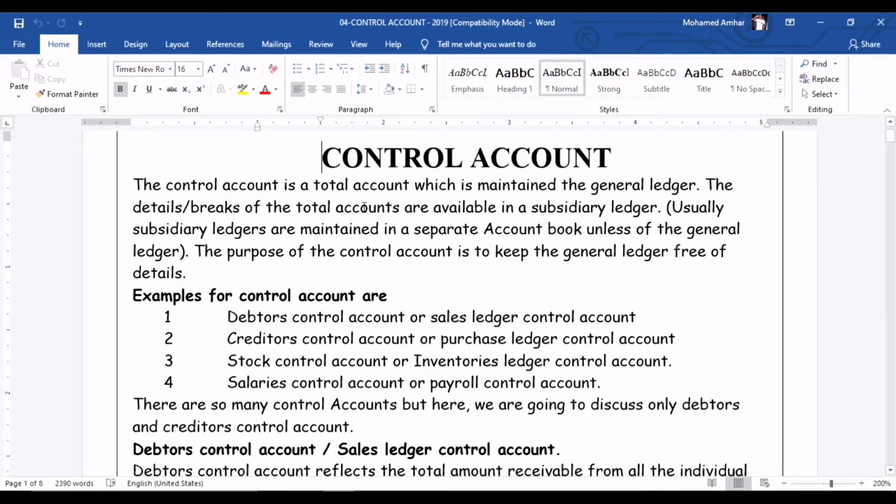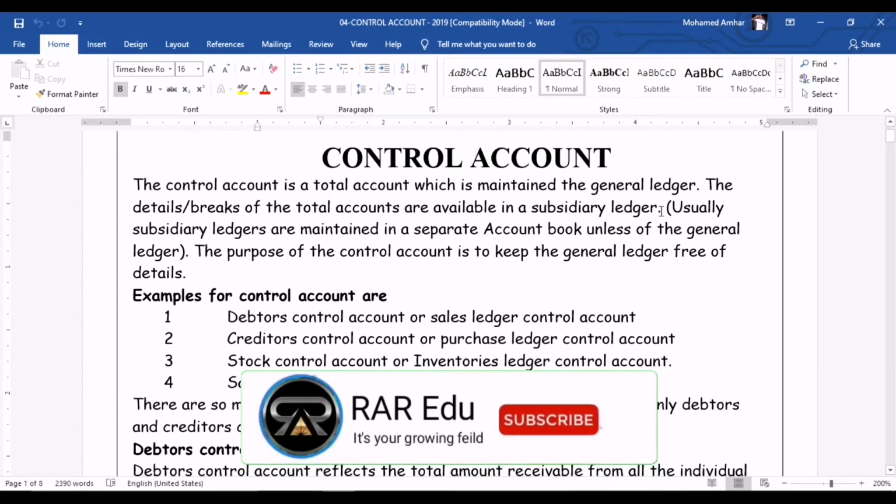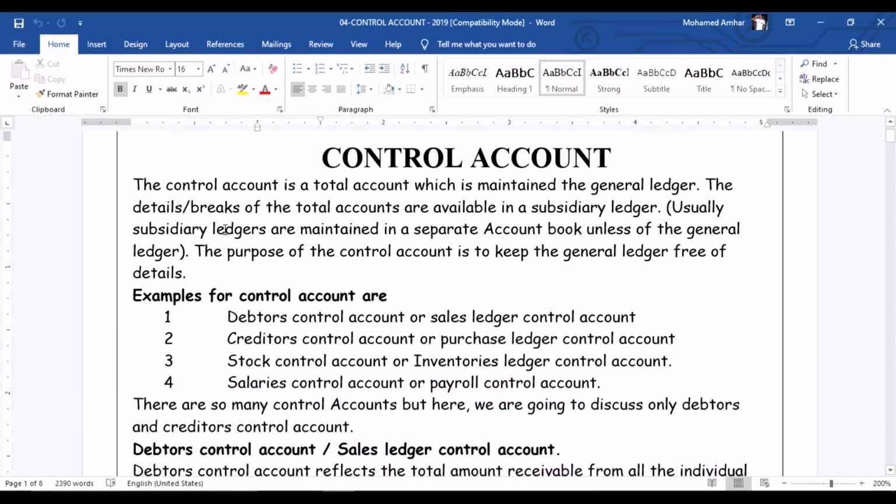Control account is a total account. Control account is a total account which is maintained in the general ledger. The details or breakdowns of the total accounts are available in subsidiary ledgers. Usually subsidiary ledgers are maintained in a separate account book, separate from the general ledger. So the purpose of the control account is to keep the general ledger free of details.